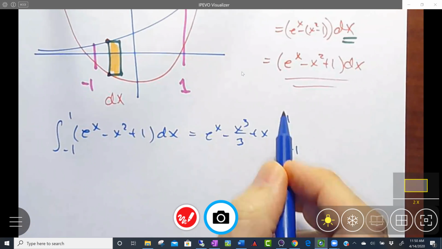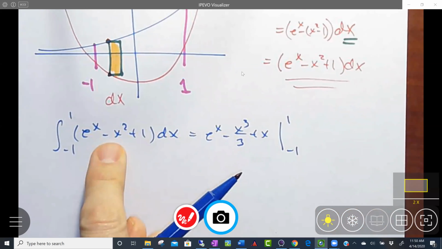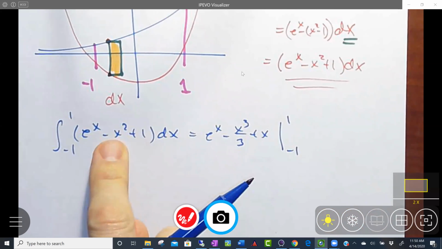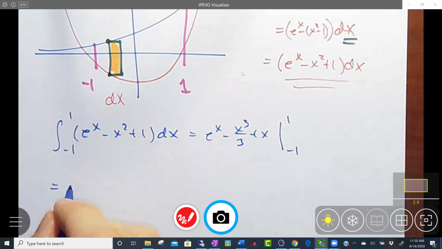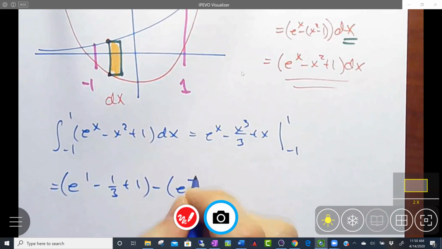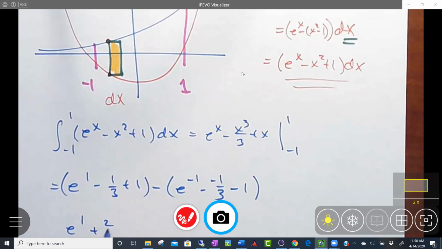Now it is a symmetric interval. This isn't an odd or even function so we can't take advantage of any properties here. We're just going to get e to the first power minus 1/3 plus 1 minus e to the negative first power minus -1/3 minus 1. And let's clean that up a little bit. E to the first power plus 2/3 minus e to the negative first power to be plus 1/3 to be minus 2/3.